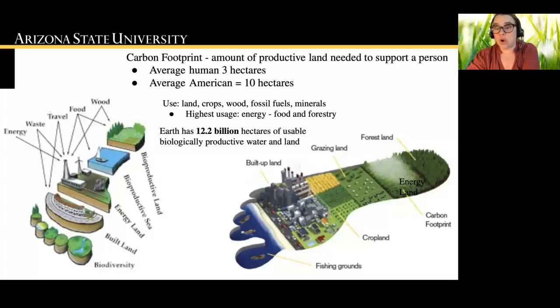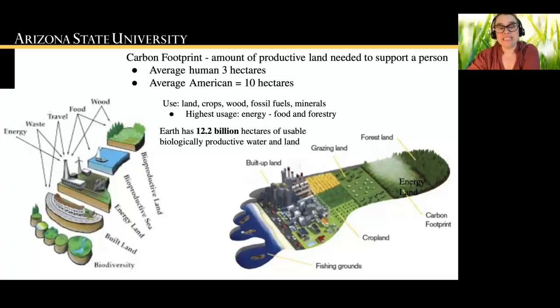Grazing land. This is for cattle, sheep, any kind of ranching that we're doing, right? And for organisms who live in the wild, in savannas, all over the world. Also cropland, right? We need food. We have to be able to grow crops to support the people of the world. Then we have built up land and fishing ground. And fishing ground also includes the water usage needed for sea life as well.